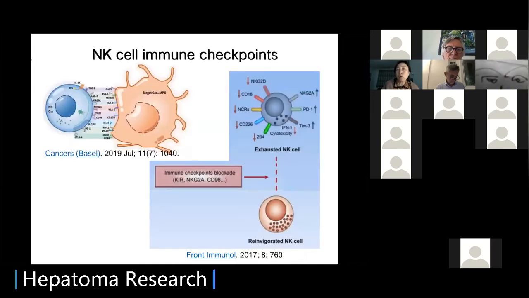And this is also true for the NK cells. NK cells can express much higher levels of immune checkpoints, and blocking immune checkpoints can reverse the exhaustion of NK cells.